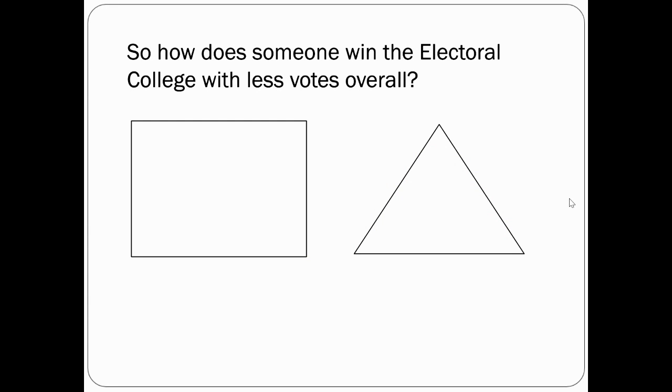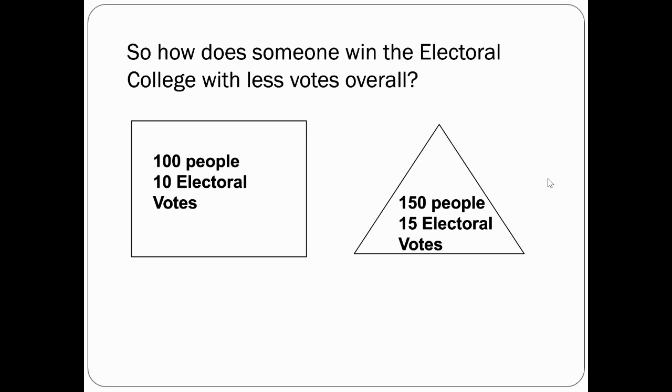So how does someone win the Electoral College with less votes overall? Let's imagine this very basic scenario where we have a square state and a triangle state. Imagine the square state has 100 people and it gets 10 electoral votes. Again, so like 10 points. The triangle state has 150 people, so it gets 15 electoral votes, or 15 points to award.